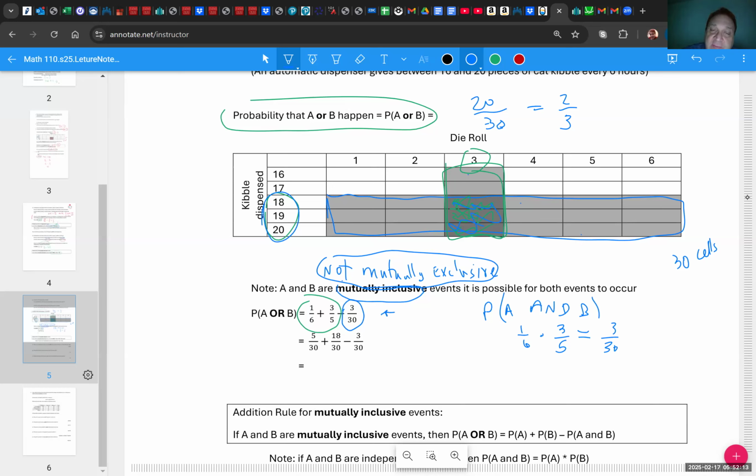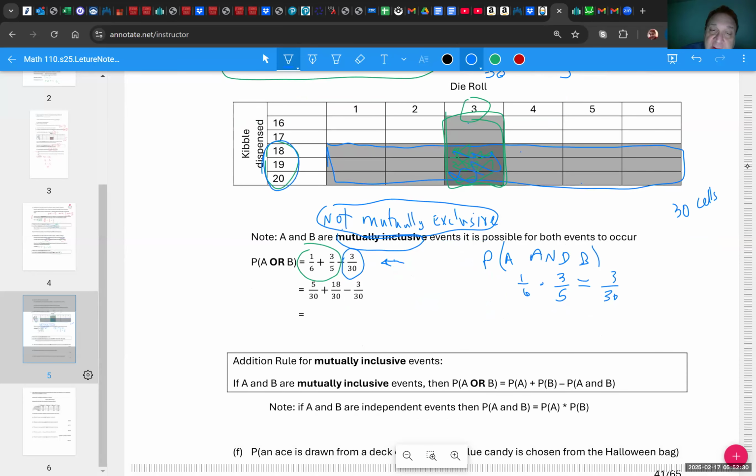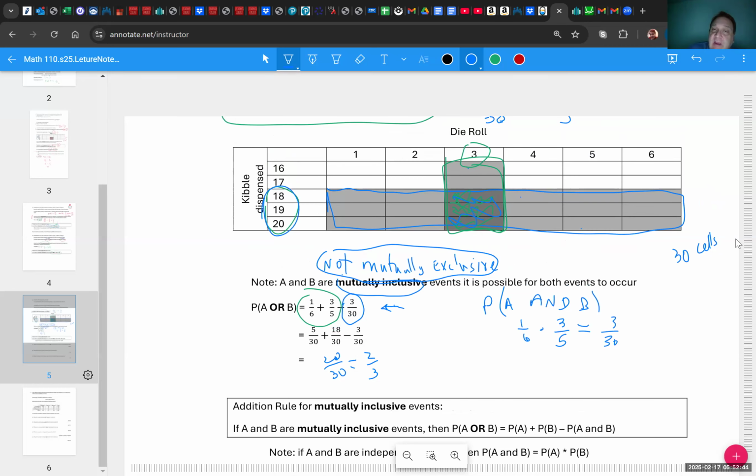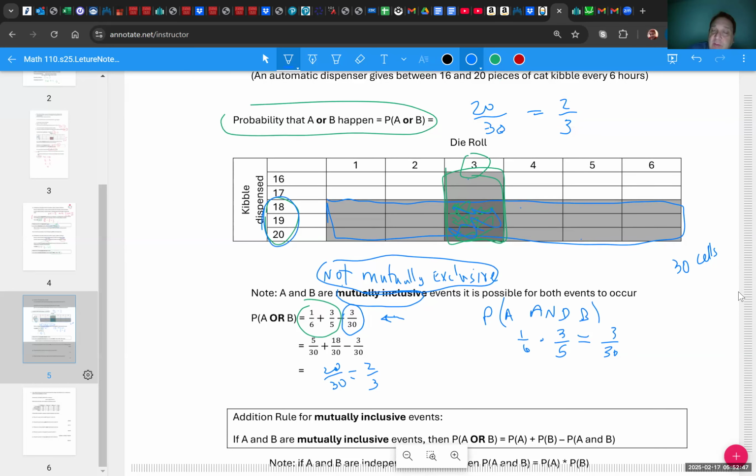So if we can't count for practical reasons, or we don't want to, we can add the two probabilities together, 1 out of 6 and 3 out of 5, but we subtract off the probability that they both occur, which is 3 out of 30. To add these up, you might want to get common denominators, which would be 30, and then you can combine them together. 5 out of 30 and 18 out of 30 is 23 out of 30, minus 3 out of 30 is 20 out of 30. And we do get the same result as when we counted things out. Just wanted to show you we get the same result. So you get 2/3 or 20 out of 30, whether you count the cells or whether you do the formula.